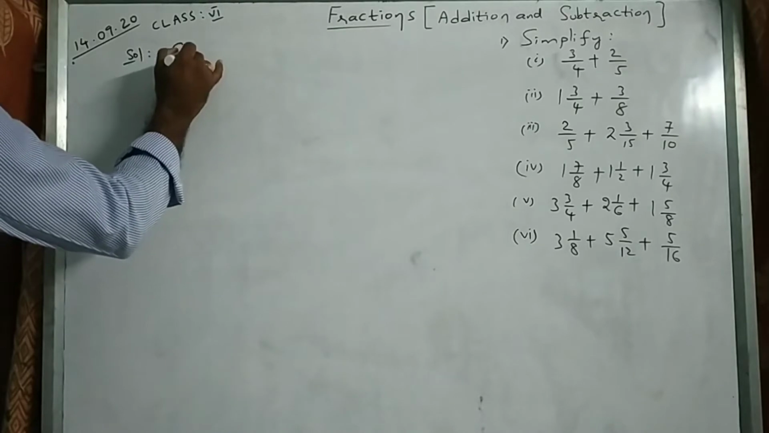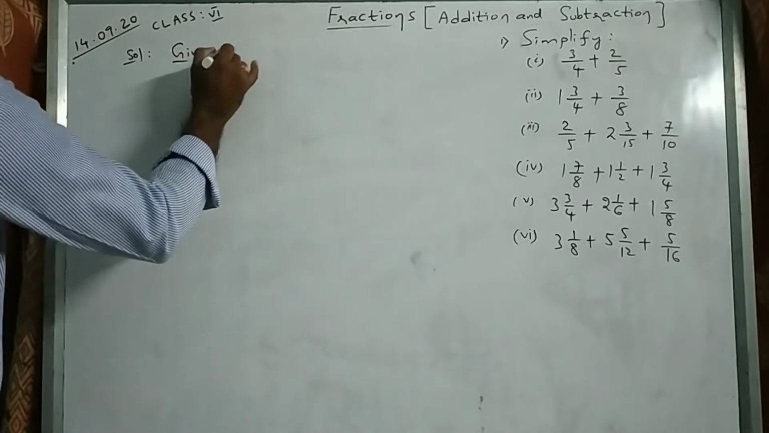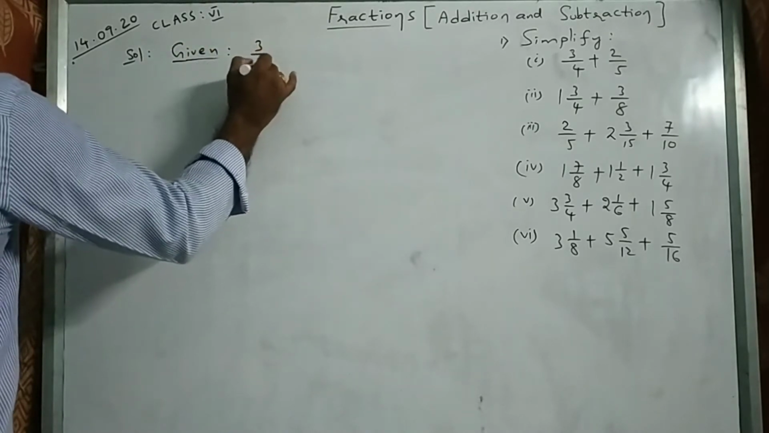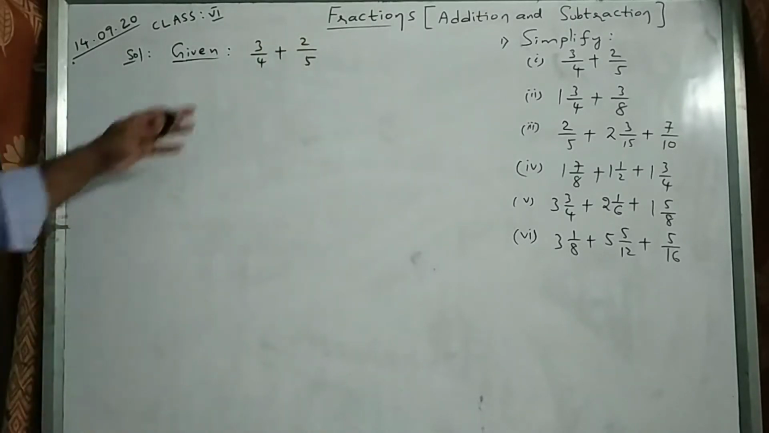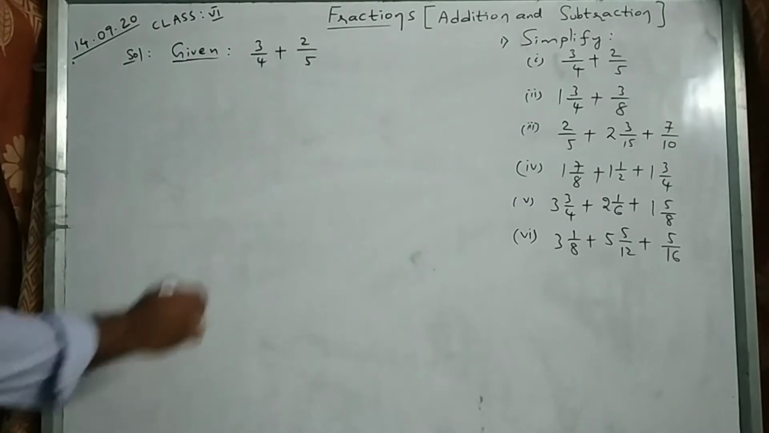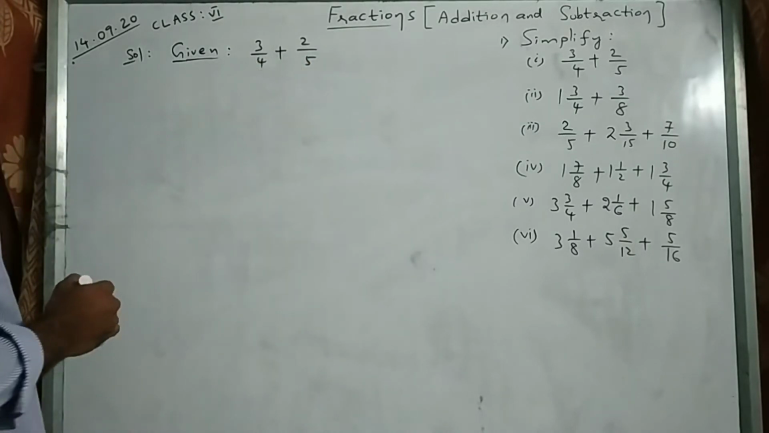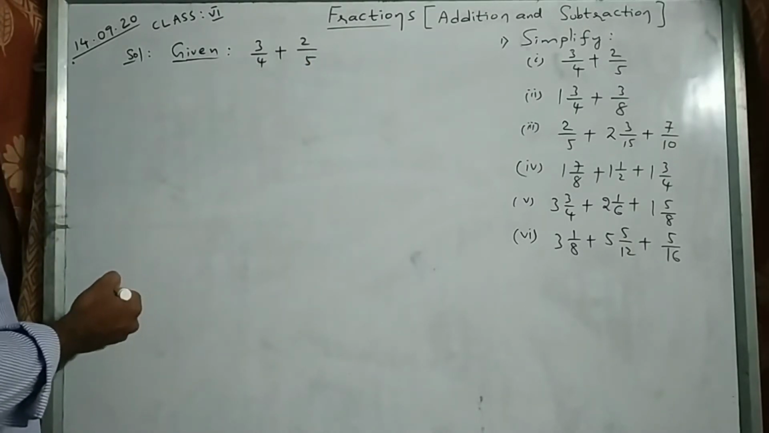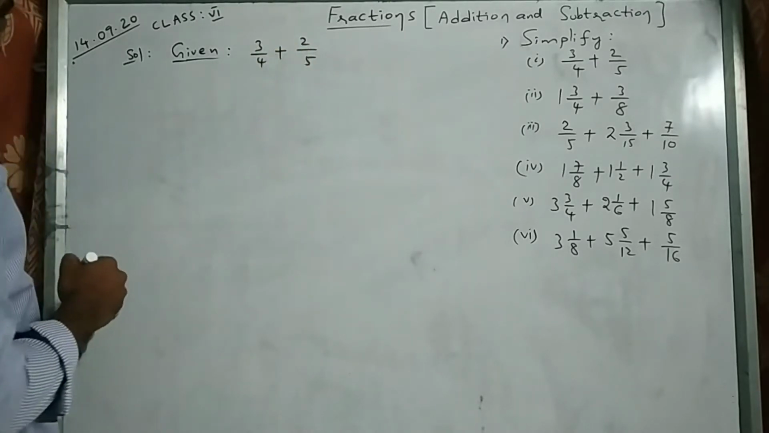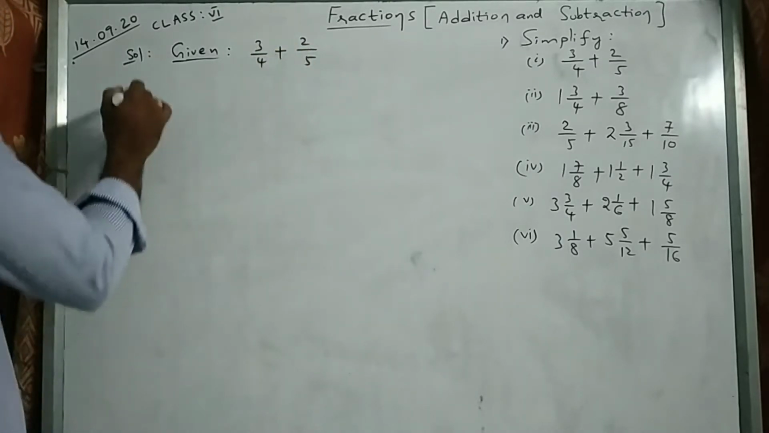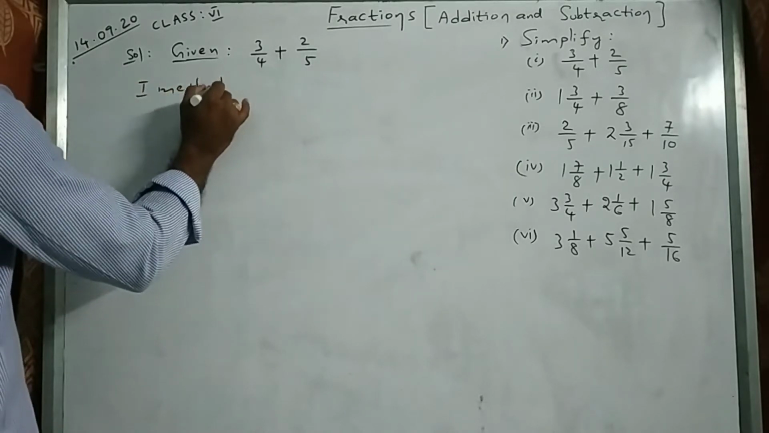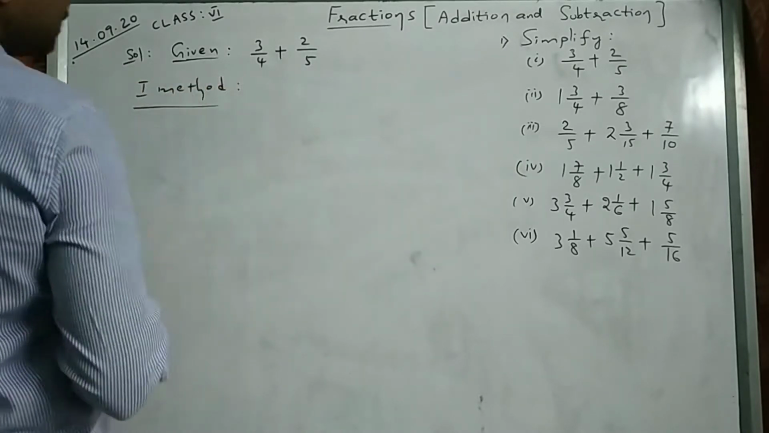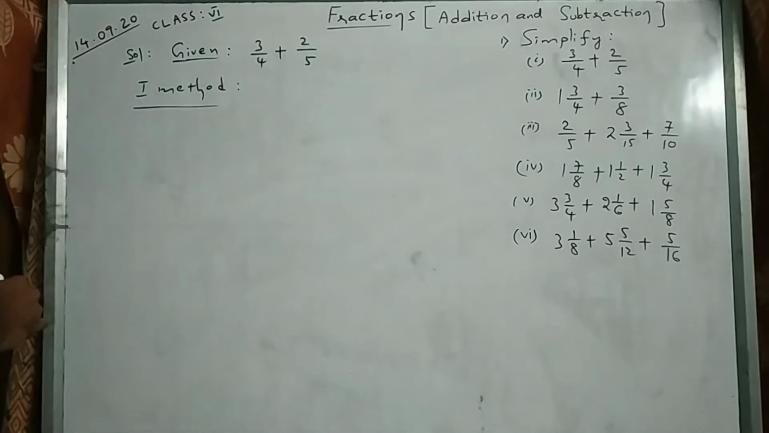First one is 3 by 4 plus 2 by 5. First look at the denominators. These two are not same. They are not same. That means these are not like fractions. First method I am saying, I will change the denominators into like fractions first.